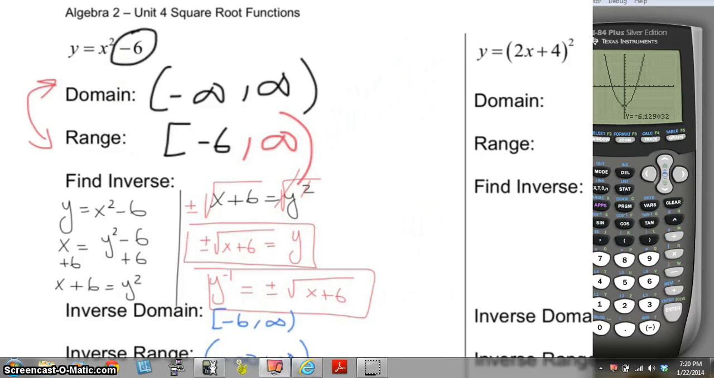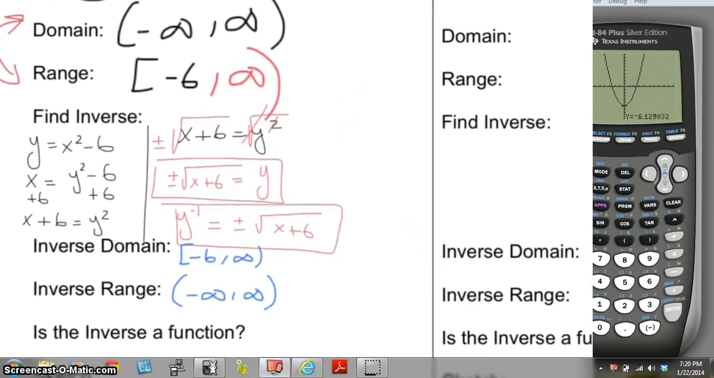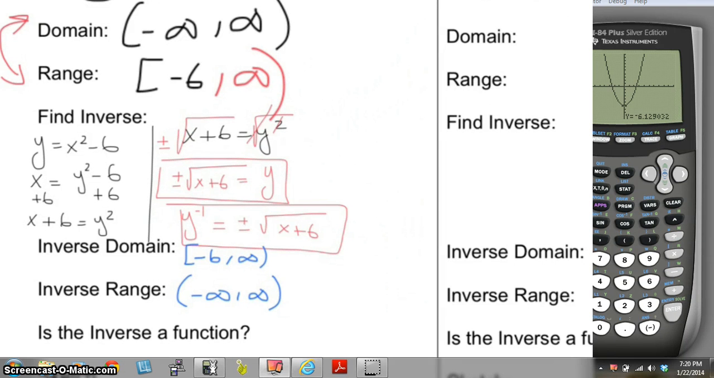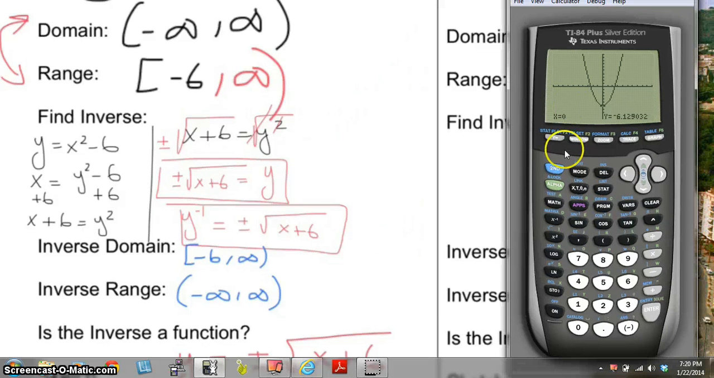Now, is the inverse a function? To be able to answer that question, let's try to graph this on the calculator. So you need to graph y equals plus or negative square root of x plus 6. Now let's go to the calculator and try to graph that. If you go to y equals, how can you enter plus or minus? You can't really. You can either enter plus square root of, or basically just square root of x plus 6.